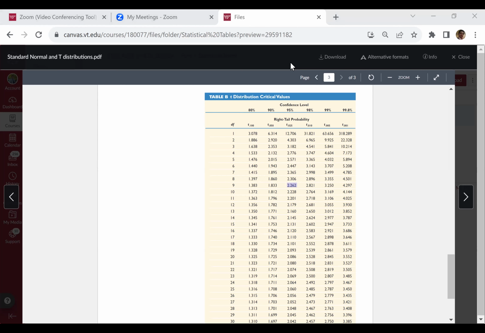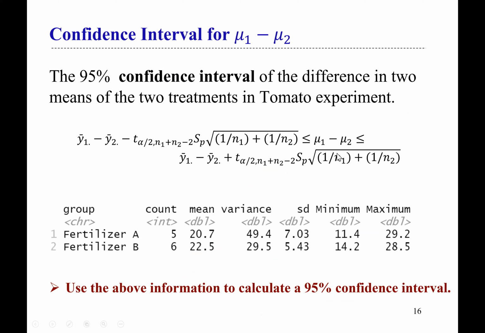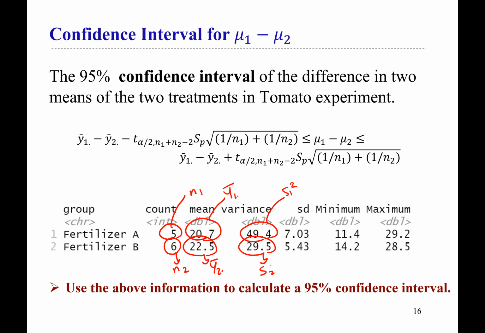So let's go back to our slides. Now we know the t value. We already calculated Sp before in the test of hypothesis. You know n1, n2, y1 dot bar, y2 dot bar from the numerical summary. This one is n1. This one is n2. This one is y1 dot bar. This is y2 dot bar. This one is S1 squared. This one is S2 squared. This one is S1.